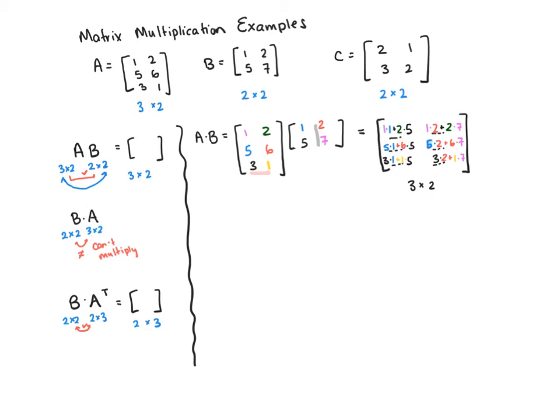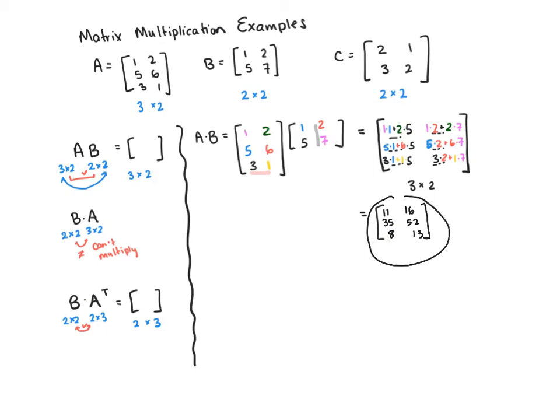So let's go ahead and do this math. So I have 1 plus 10, 11, 2 plus 14, which gives us 16. And then we have 5 plus 30, 35, 10 plus 42, 52, 3 plus 5, 8, and then 6 plus 7, which is 13. So then this will give us the product of A and B. That's that 3 by 2 matrix.